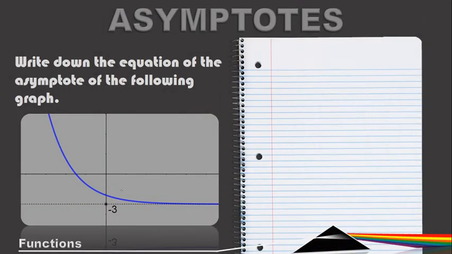And now we have this one, where we see the asymptote is simply at -3, so y is equal to -3.